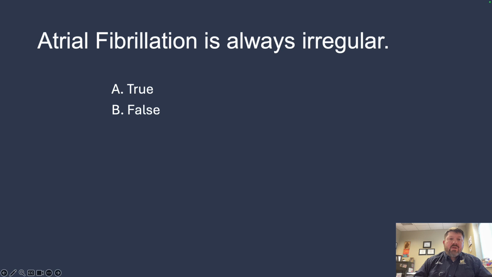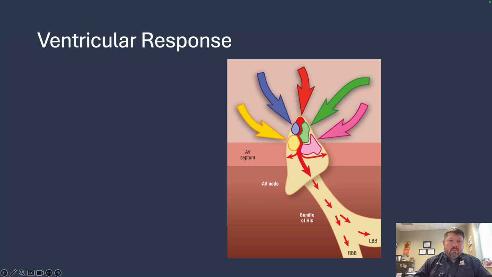So question, atrial fibrillation is always irregular, true or false? And the answer is true. One of the hallmark signs of atrial fibrillation is going to be that it is irregularly irregular. The ventricular response, the AV node cannot respond to each ectopic atrial impulse on a 1-to-1 ratio. That would just be absolutely wild as far as how fast the ventricles would go.